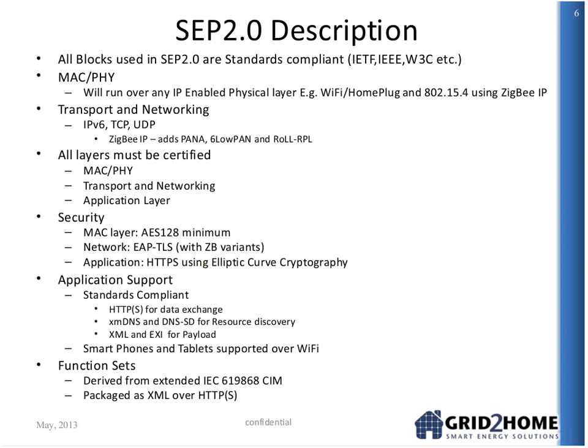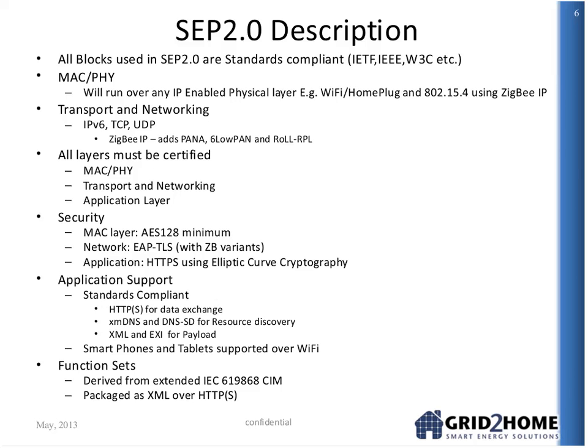So the description of this block diagram is that all the blocks in the SEP2 are standards compliant. They come from IETF, IEEE, W3C, etc. The MAC PHY will run over any MAC PHY, as Erfan said. Examples are Wi-Fi, HomePlug, and 802.15.4 using ZigBee IP, which was developed under ZigBee. The transport layers are IPv6 with TCP and UDP. ZigBee IP has a smaller frame structure than what is typical in IPv6, uses 6LoWPAN, and has its own mesh routing layer.